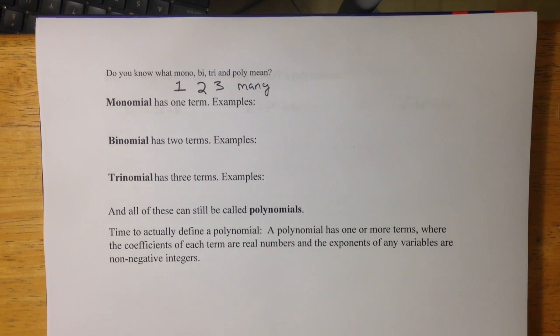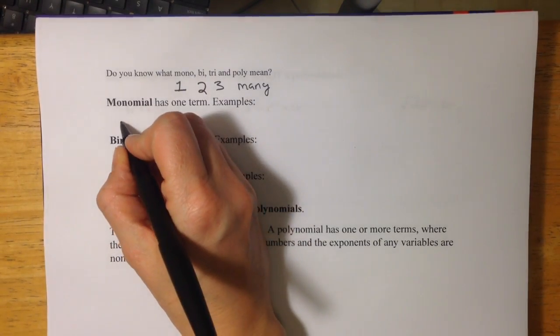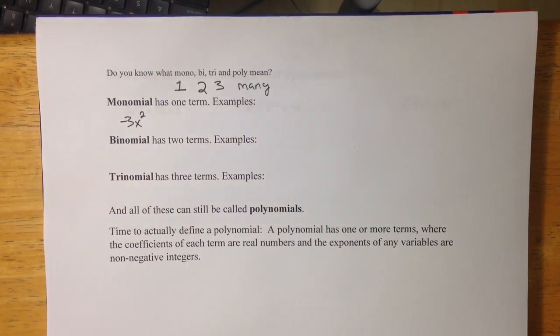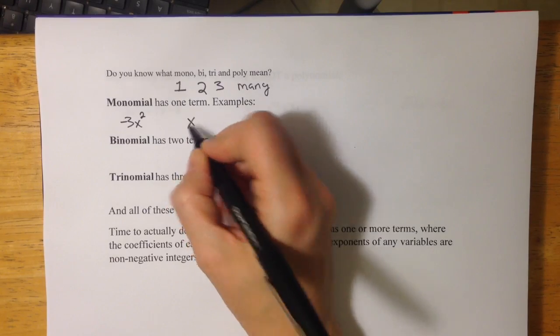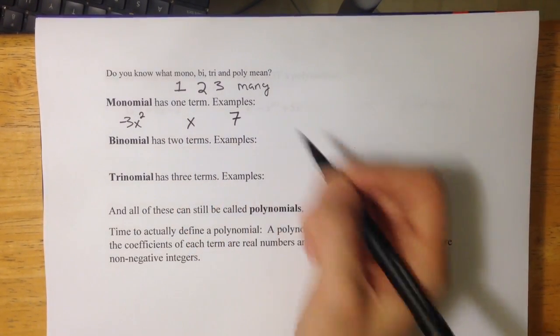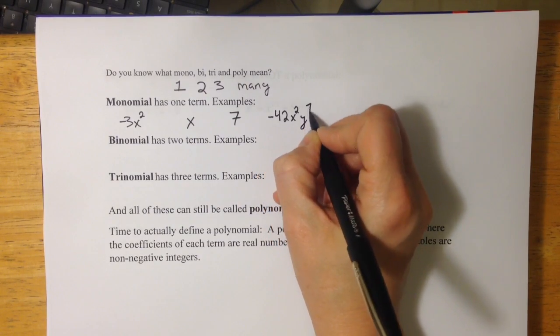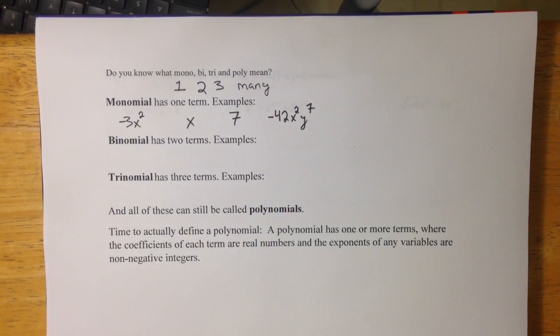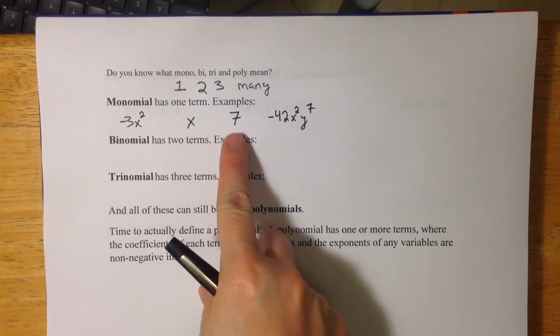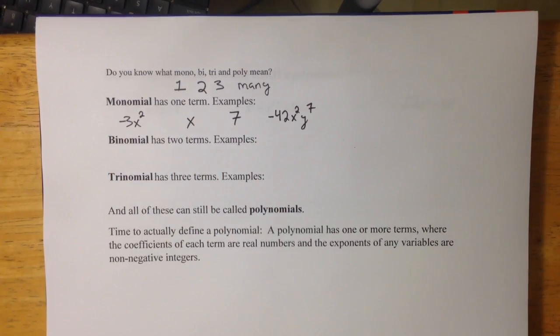This all applies to our polynomials because we're going to use mono, bi, tri, and poly to talk about how many terms there are in a particular polynomial. A monomial will have only one term. So, for example, negative 3x squared is a monomial, or x, or 7, or negative 42x squared y to the 7th. Each of those are monomials because there's just one term in each one.